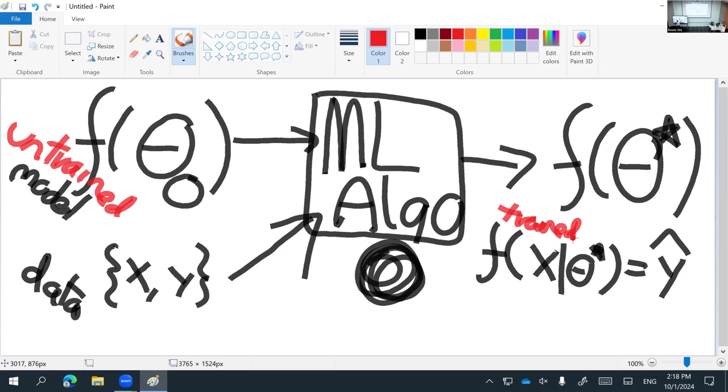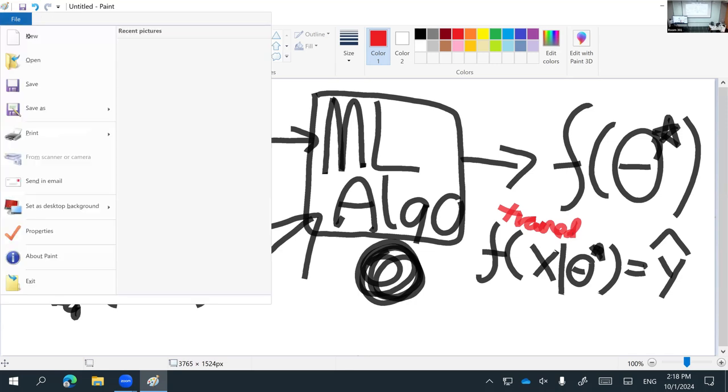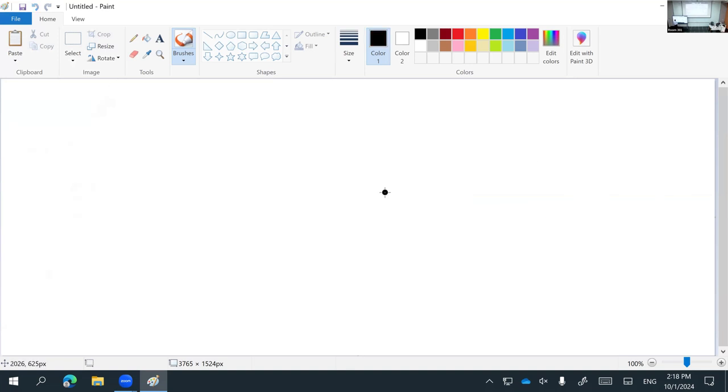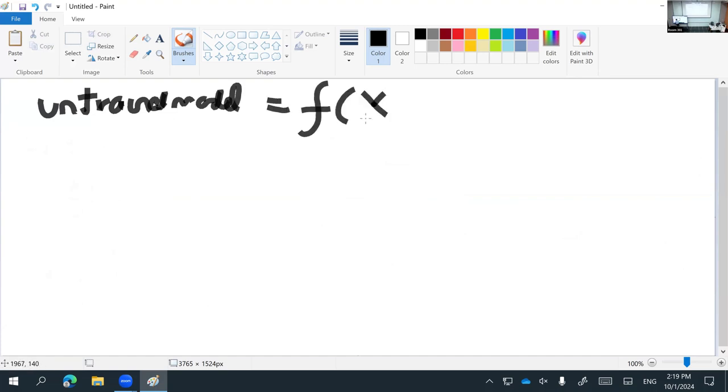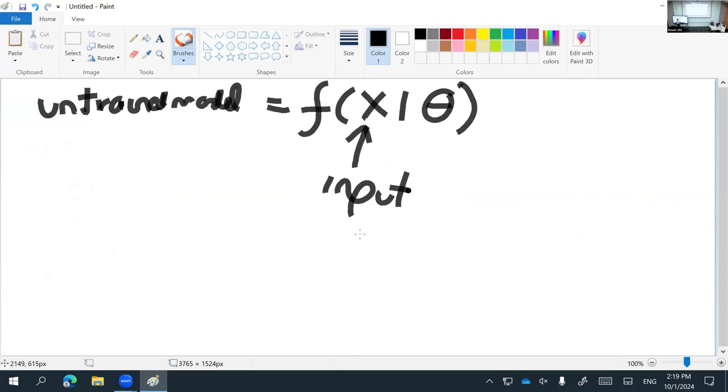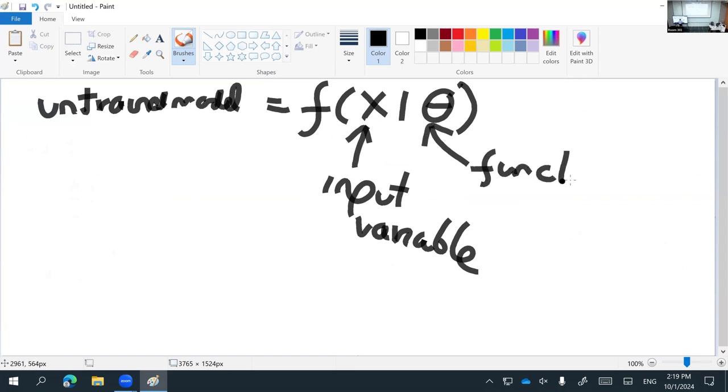Okay, so I'm going to start a new, cleaner slide. Untrained model is equal to f of x given theta. So this is the input variable, and this is the function, and this is the parameter.